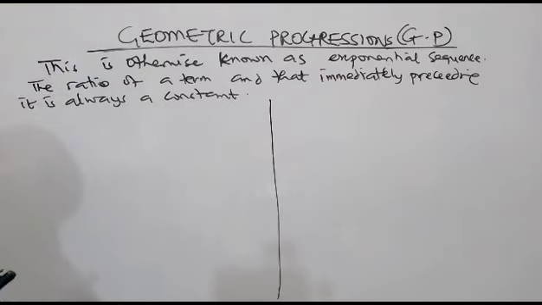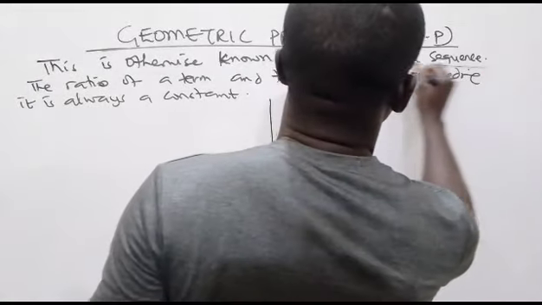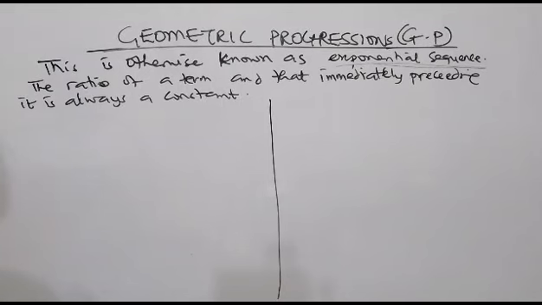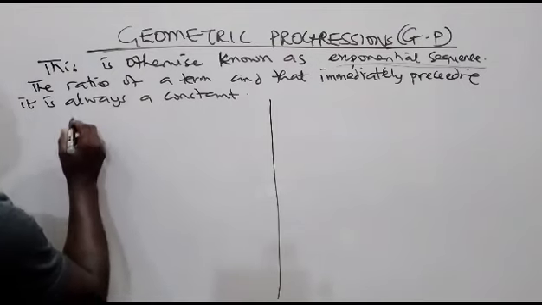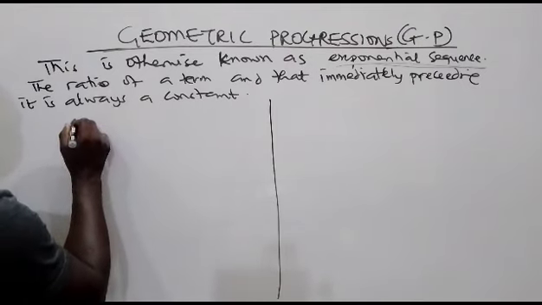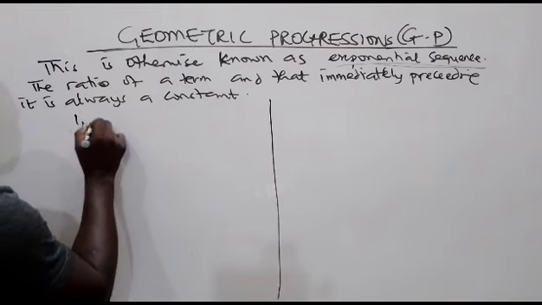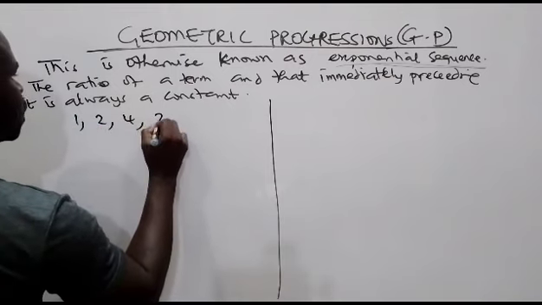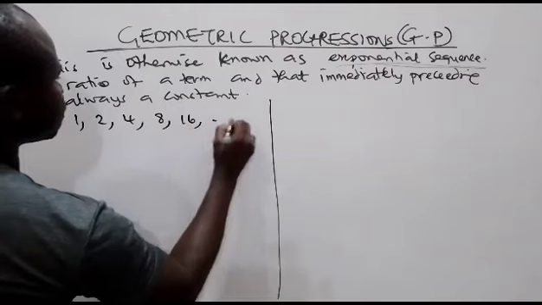Today we want to talk about geometric progression, that is GP. GP is otherwise known as exponential sequence. The ratio of a term and that immediately preceding it is always a constant. That is, if you have a sequence like 1, 2, 4, 8, 16, and so on.